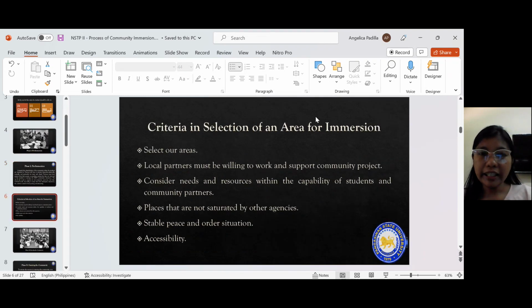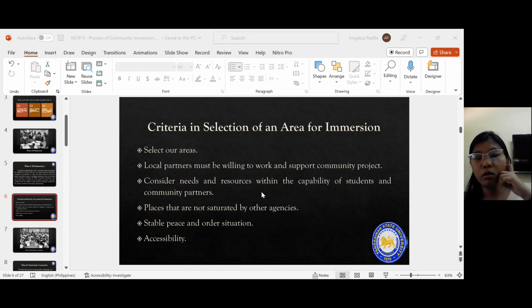Next, criteria in selection of an area for immersion. So these are the things that we are going to remember or we should take note before choosing an area or a barangay which is going to be our beneficiary. Ayan. Select our areas. Local partners must be willing to work and support community project.